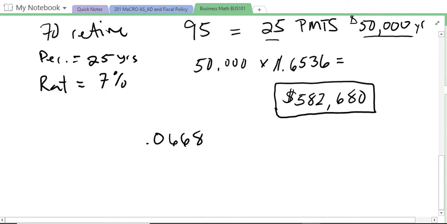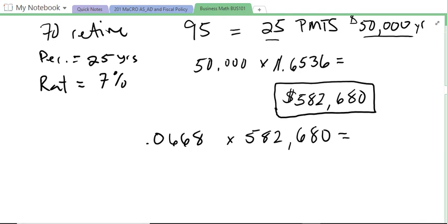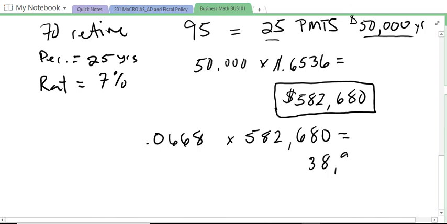Okay? And that 0.0668 is the present value factor, and we're going to multiply that by 582,680. And we're going to see what that would be. And if you do the math, it comes out to $38,923 and 2 cents.